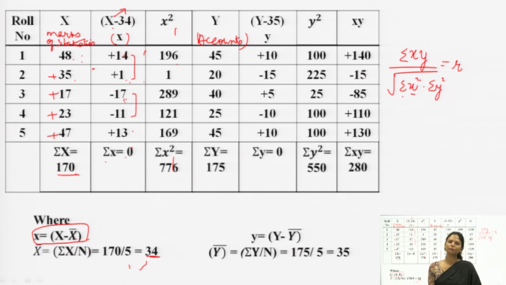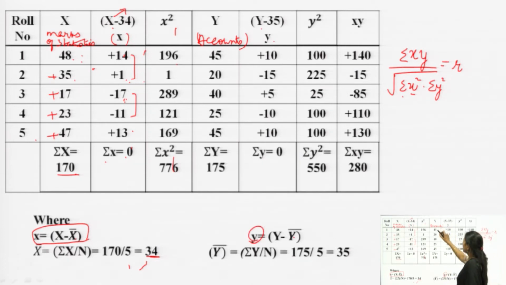If I divide this summation of y by the total number of observations, which is 5, that is, if I divide 175 by 5, I will have 35. So, this 35 becomes my y bar. When I subtract this y bar from y, I will have small y, which I am supposed to obtain here.